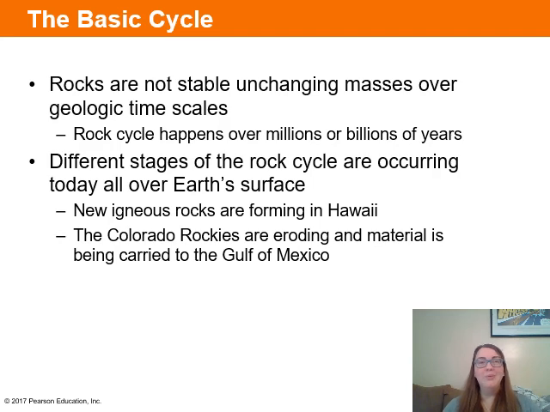And the third example are the Himalayan mountains. We see that these mountain ranges grow every single day about the same rate that our fingernails grow. But in order to form these mountains, we're going to have extreme pressures involved, thereby forming new metamorphic rocks. So in different places on our planet, we're going to see different types of rocks developing. But again, we need those geological processes to occur to form either igneous, sedimentary, or metamorphic rocks.